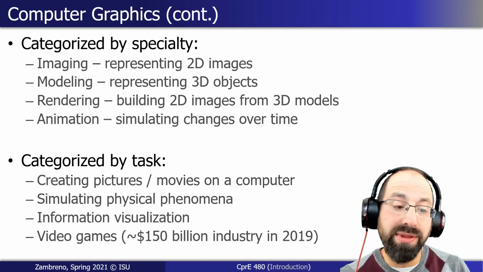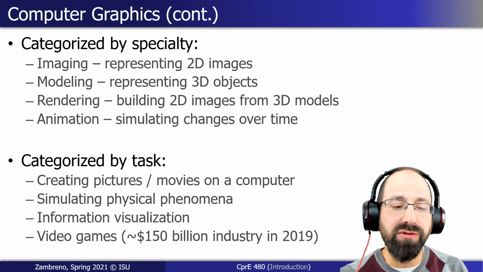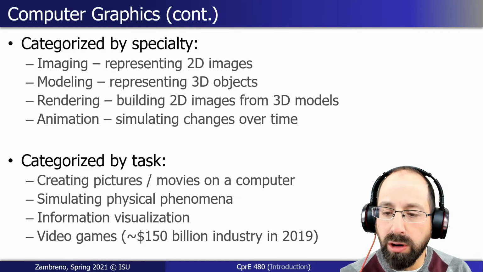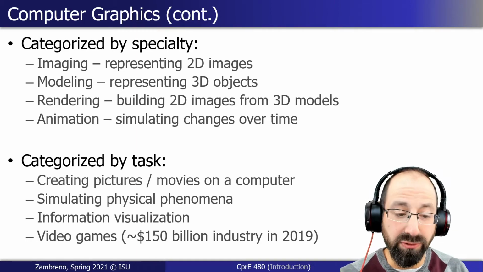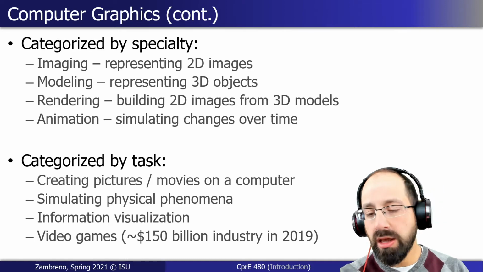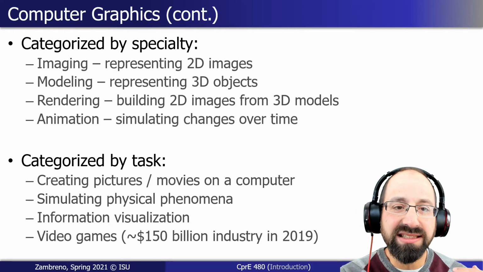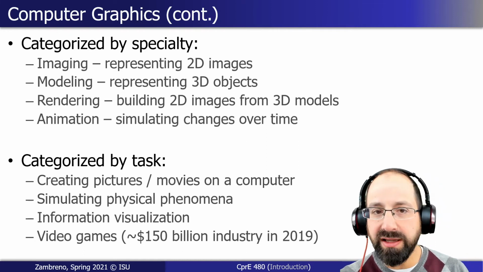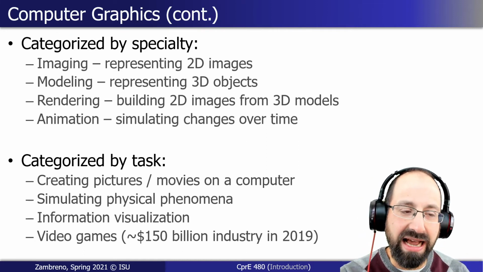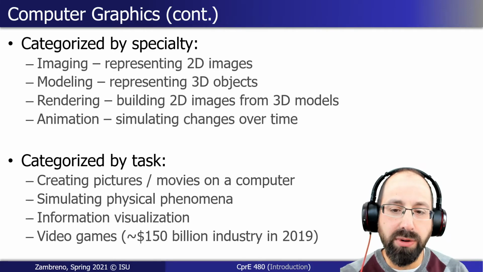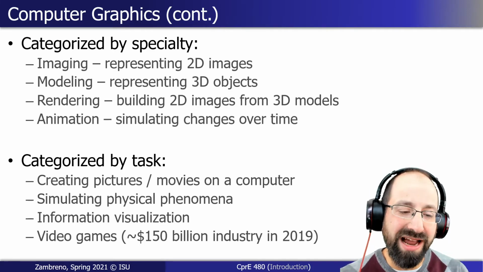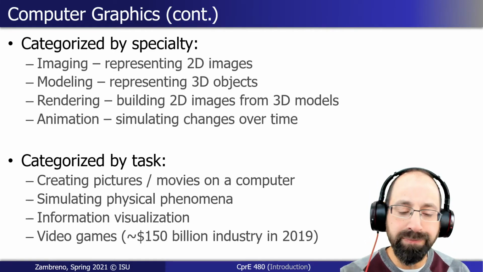And we can add on top of that, once we start to animate things, the specialty of how we simulate the changes in what we're rendering over time. That's what we refer to as animation here. We can also separately categorize computer graphics by the intention or task. Certainly creating pictures or movies from your computer is a certain type of task. Computer graphics as part of simulating some physical phenomena is a very common use case as well.